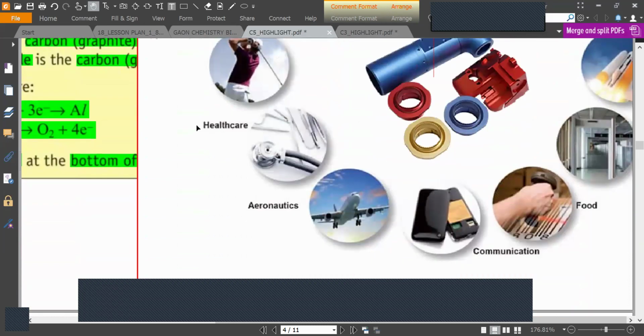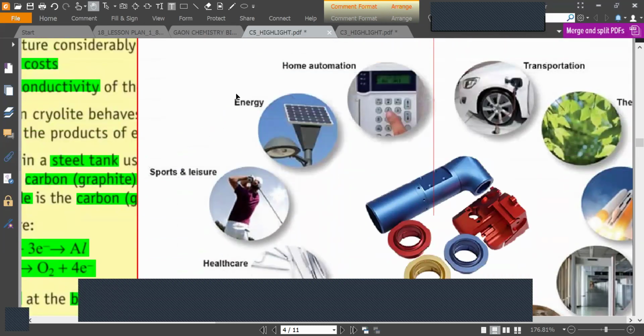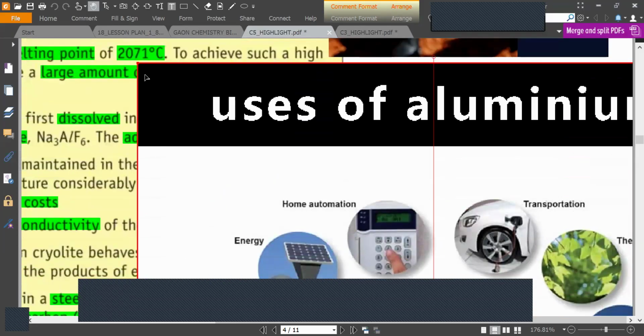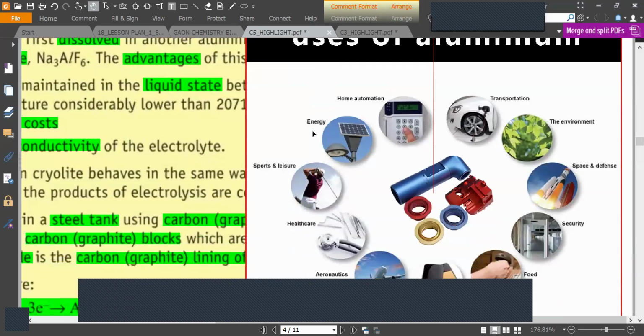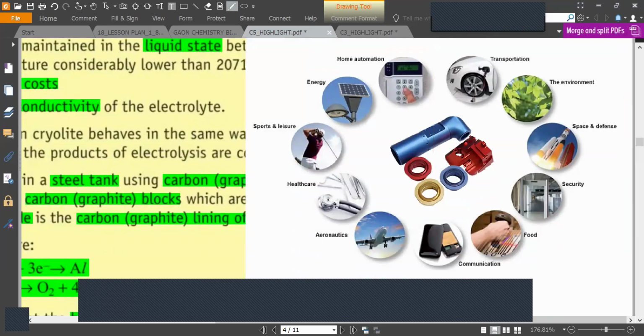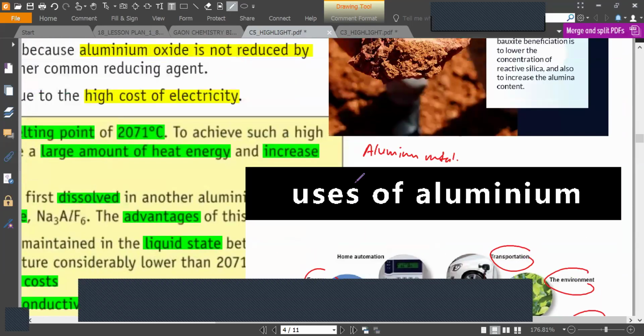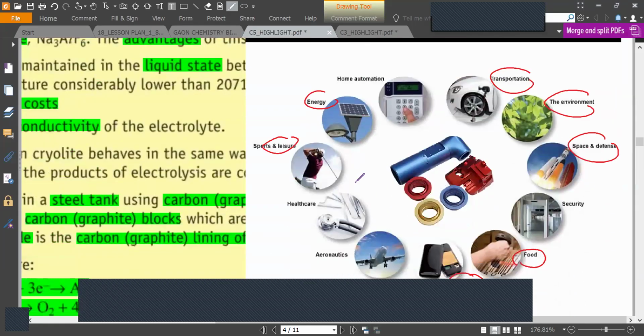Uses of aluminium. Yes, aluminium is very, very useful. This metal, we can use it for so many things: building material, drink cans, communication, space, environment, transportation, energy, sports and leisure. So aluminium, we can use it to make so many things. It's a very, very useful material. That's why we have this example here, because aluminium is very, very useful.